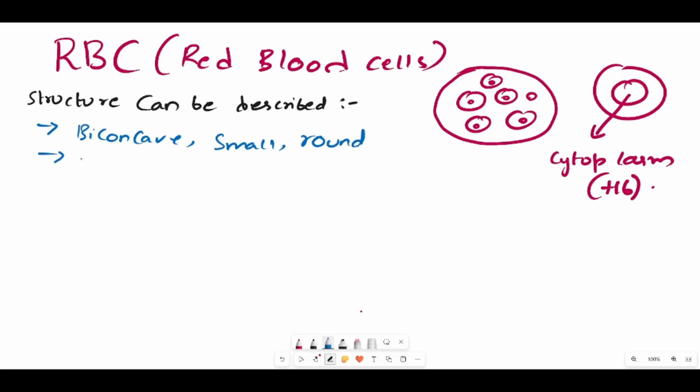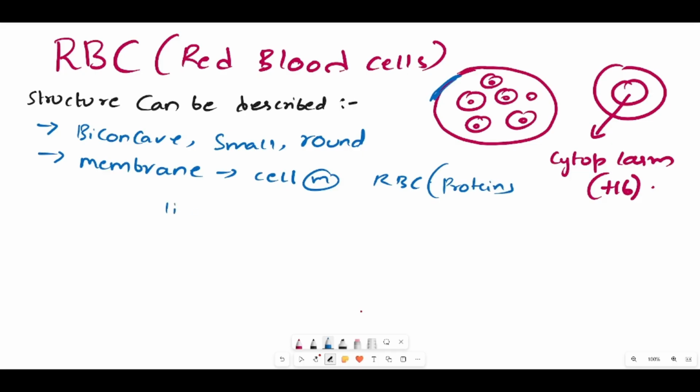Second thing is coming to its membrane. It will have the cell membrane, the outer cell membrane. The cell membrane of RBC will have different kinds of proteins. It contains lipids, and these proteins and lipids are useful for providing structural integrity.